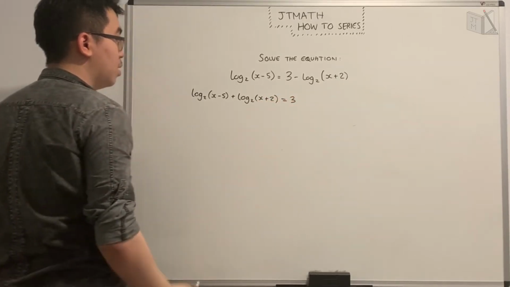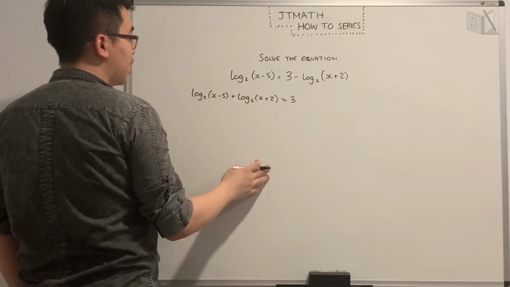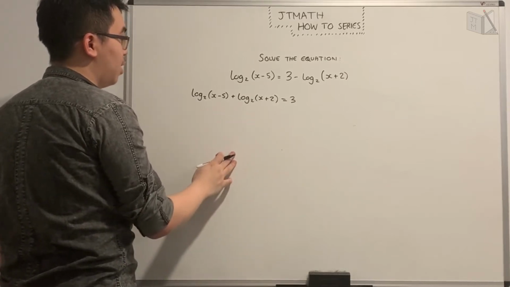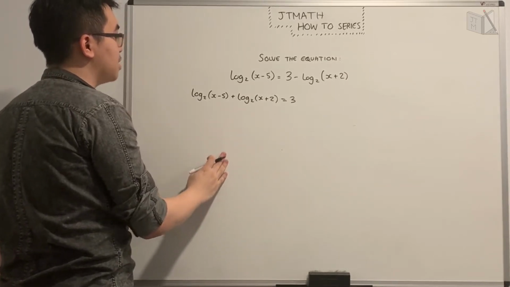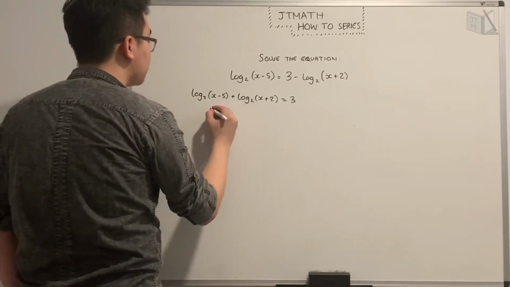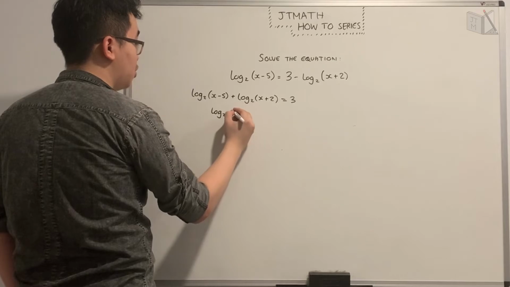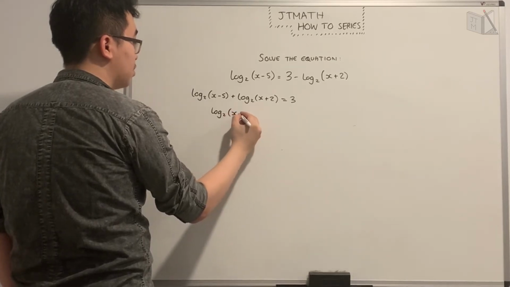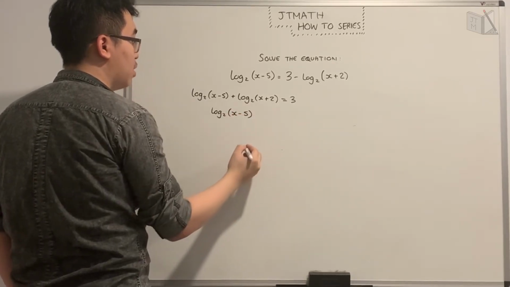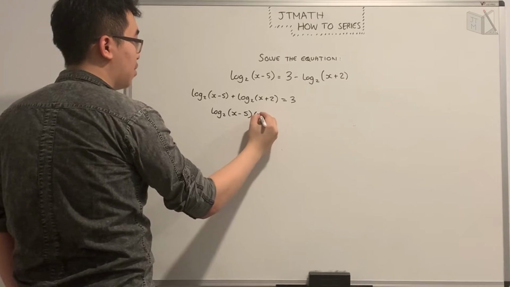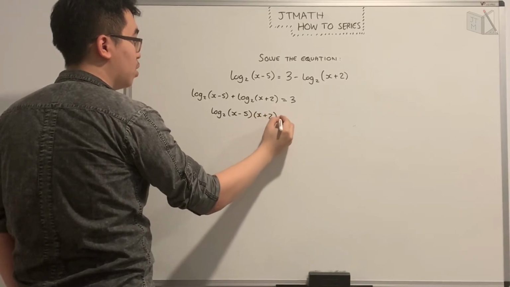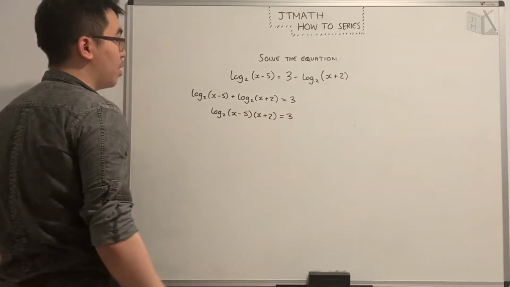equals 3. And now I notice that I can rewrite this as a sum of logarithms because they're of the same base. So that's going to be log base 2 of (x - 5) multiplied by (x + 2) equals 3.